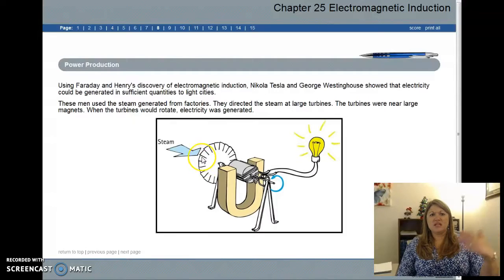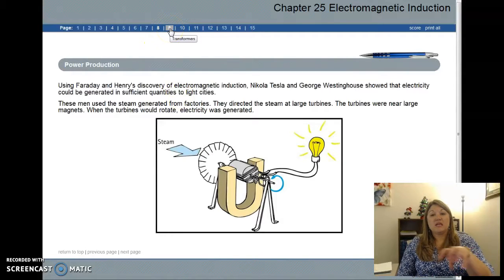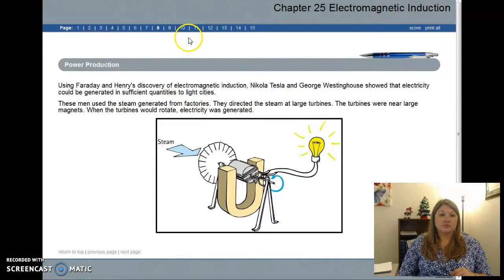So you had all this steam coming out of the factory smokestacks. Well, they directed that steam into these huge turbines that were in the presence of a big old magnet. And then guess what? Got electrical output. And they actually lit up a whole city, or at least a city block around each factory.